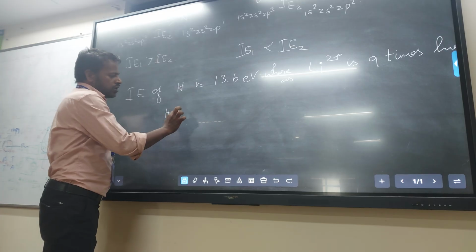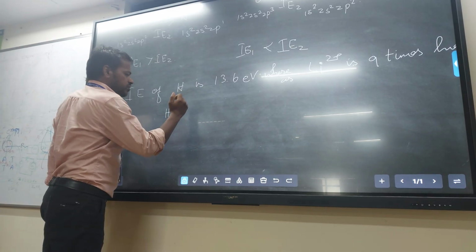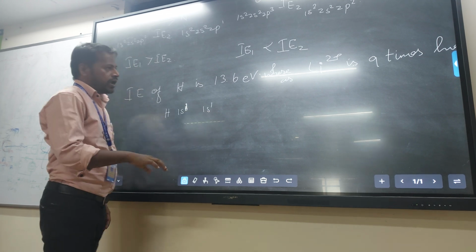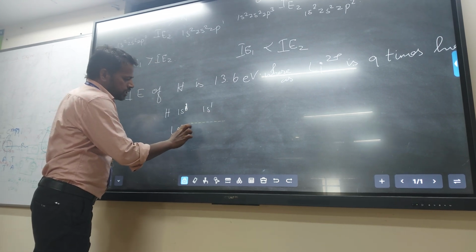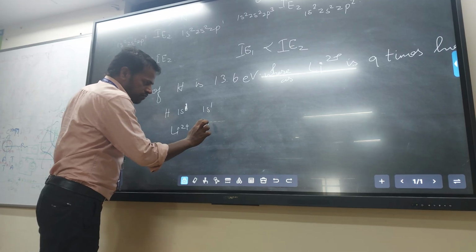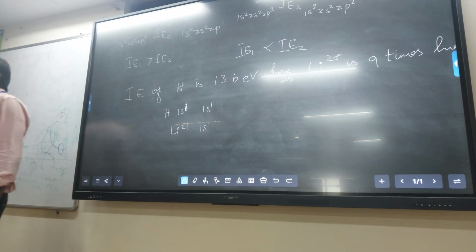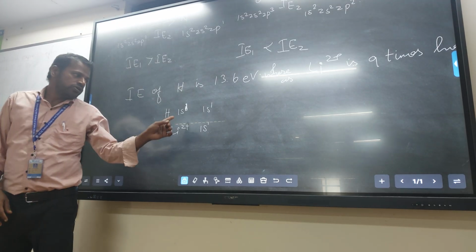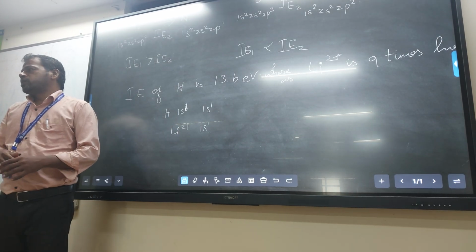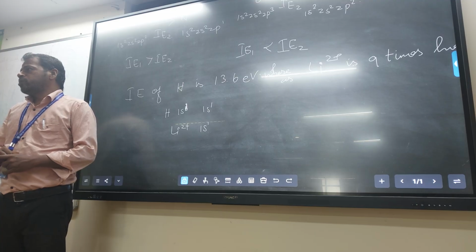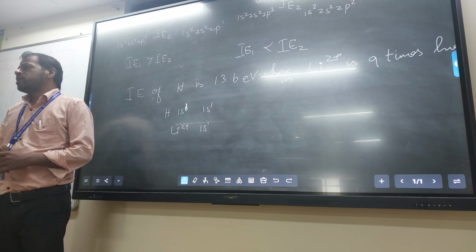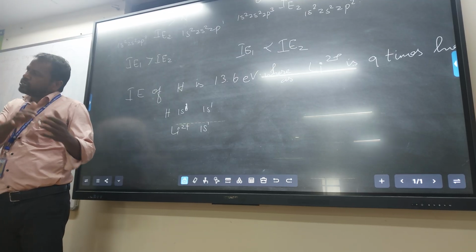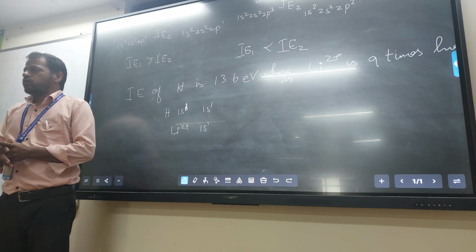Hydrogen atom is 1s1 configuration. Lithium 2+ has the same 1s1 configuration, right? What is the atomic number of lithium? 3. So 2 electrons are removed from the orbitals. Think about it: from the 2s orbital you remove 1 electron, and from the 1s orbital you remove 1 electron.